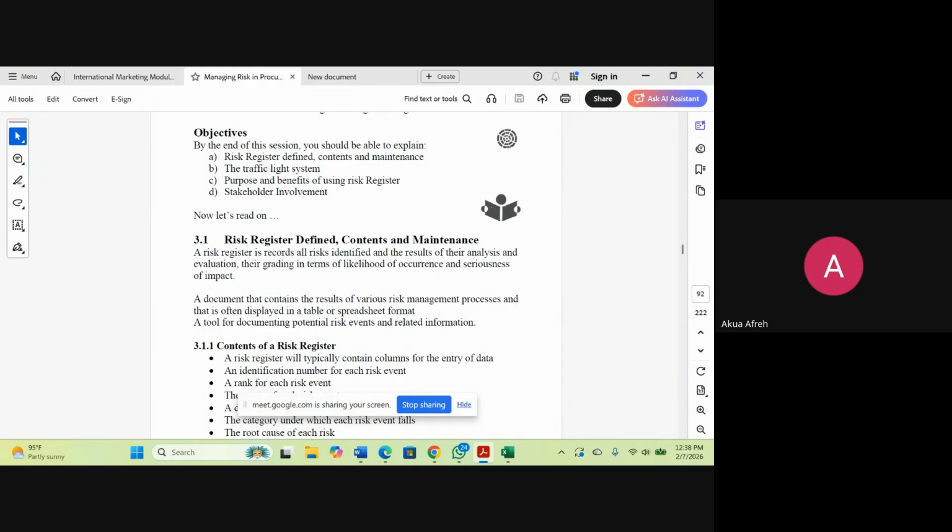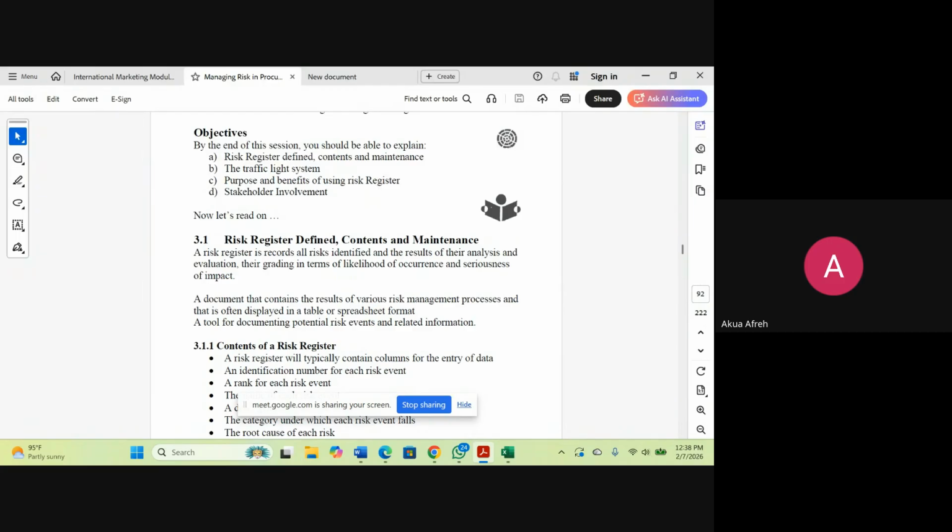For us to have records of all the risks that we've been able to identify, we need to register those risks. So that is what we call the risk register. A risk register is just like having a database of the risks that we've been able to identify. It's a formal document that we use to identify risk.